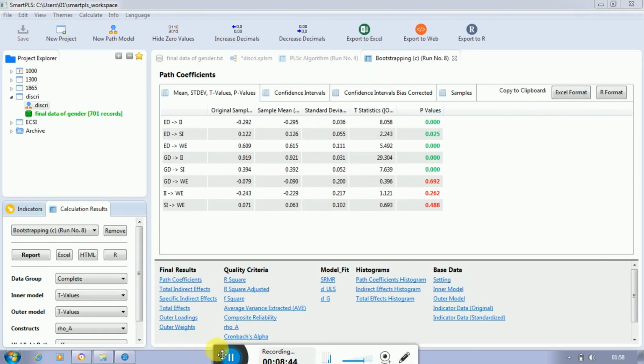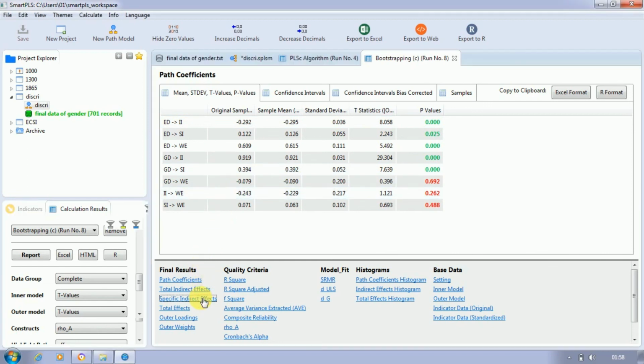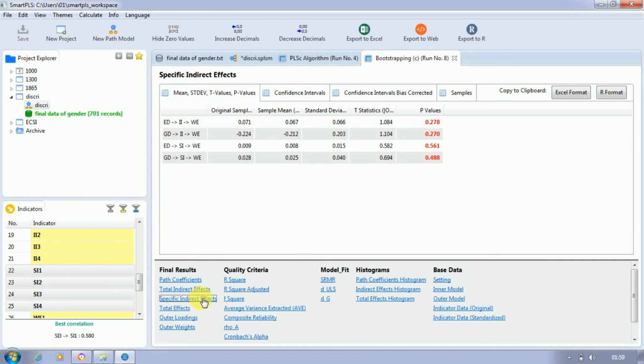Now we got the results for the path coefficients. You can see we got the p values, significance level values, for all our relationships. We can see the t-stats values also, which show the parameter estimates, and if it's more than 1.96 at 95% confidence interval, then this relationship is statistically significant. Okay, we can see the specific indirect effects also. If there are no statistically significant values, it means there is no mediation effect.